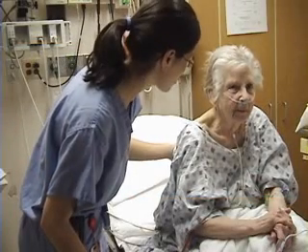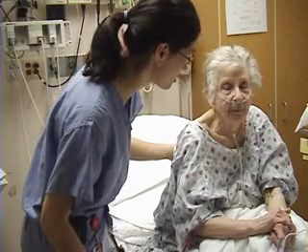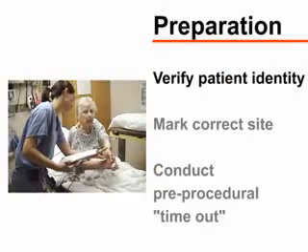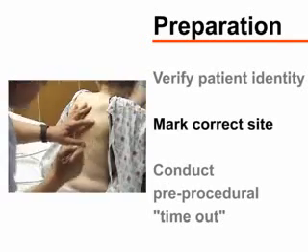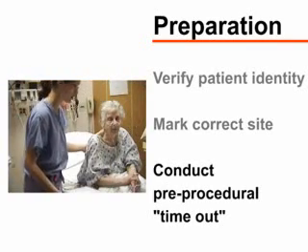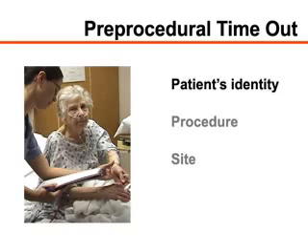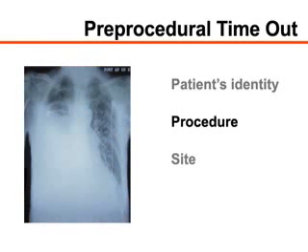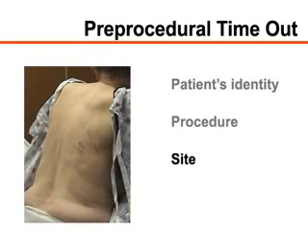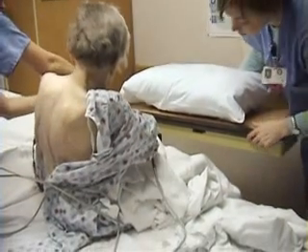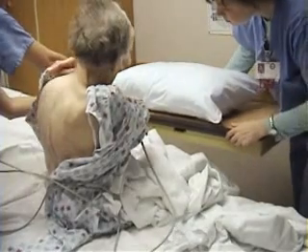Explain the procedure to the patient and obtain written informed consent. You should also verify the patient's identity, mark the correct site, and conduct a pre-procedural time-out. The time-out, which takes place immediately before the procedure is started, consists of confirmation by all members of the care team that the patient's identity, the procedure he or she is to undergo, and the site of the procedure are all correct.